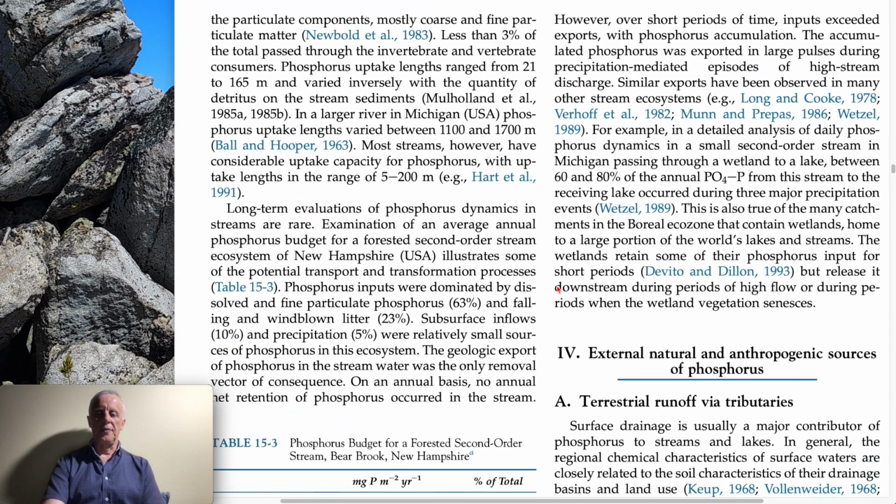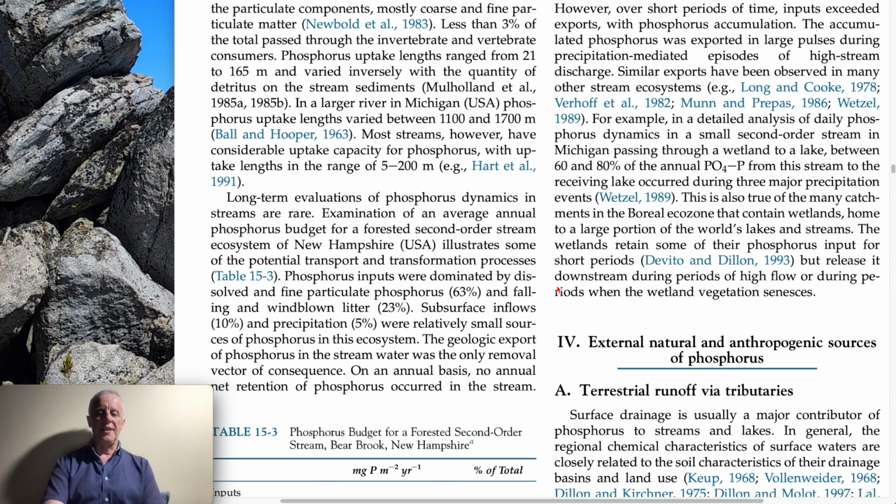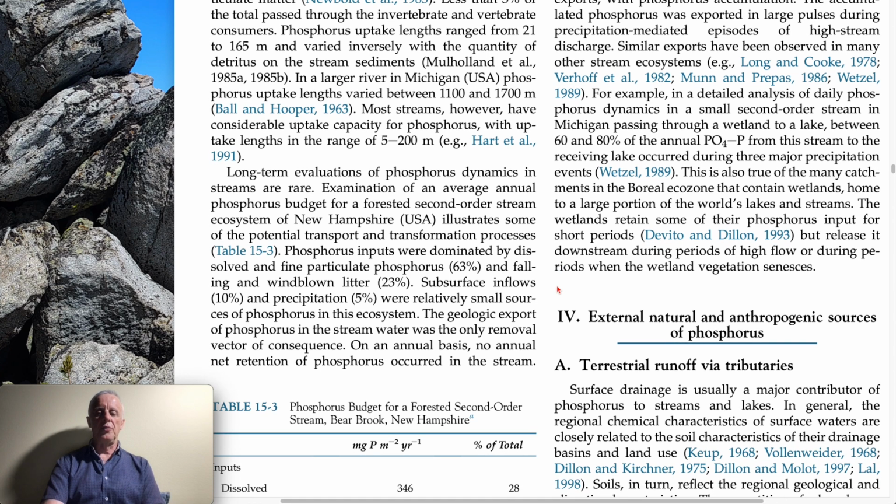However, over a short period of time, inputs exceeded export with phosphorus accumulation. The accumulated phosphorus was exported in large pulses during precipitation-mediated episodes of high stream discharge. Similar exports have been observed in many other stream ecosystems. For example, in a detailed analysis of daily phosphorus dynamics in a small second-order stream in Michigan, passing through a wetland to a lake, between 60 and 80% of the annual phosphorus export from this stream to the receiving lake occurred during 3 major precipitation events.